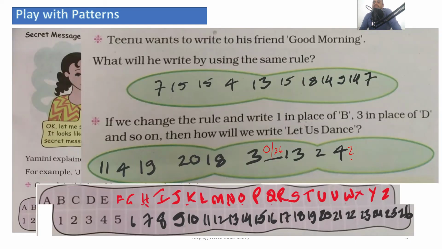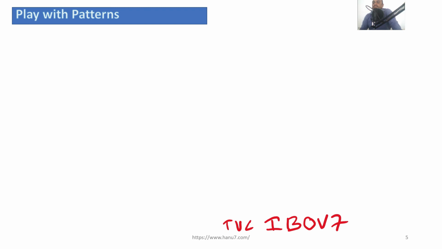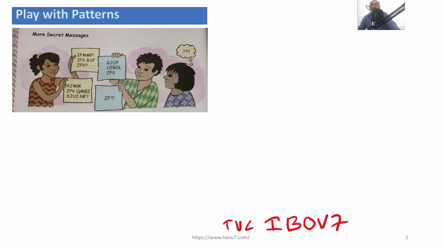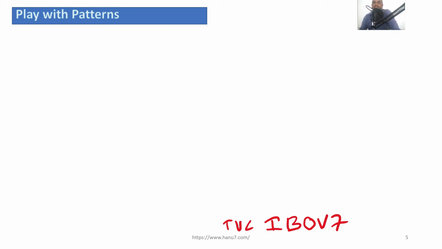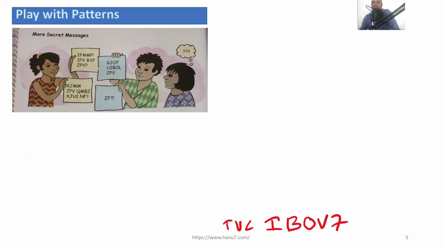Now coming to the next one, more secret messages. You just ignore this. I will tell you what that is. Play with patterns, second part of the play with patterns, secret messages, more secret messages. So you can see there 3 persons, they are checking some secret messages, right?